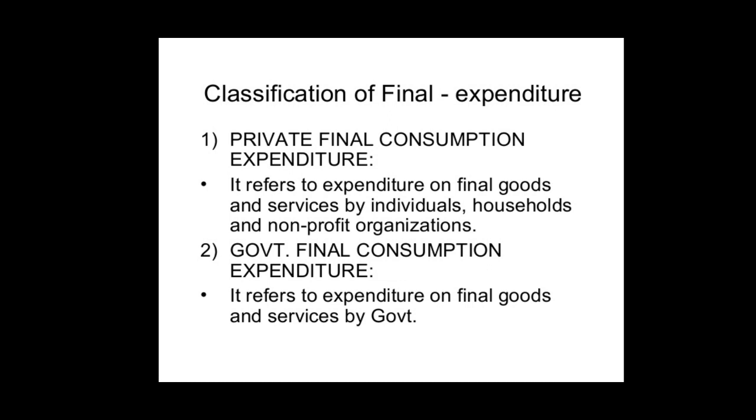Second important component of final expenditure is government final consumption expenditure. Government final consumption expenditure refers to expenditure on final goods and services by government, like government spends on various administrative services, on defense, law and order, education, healthcare, etc.